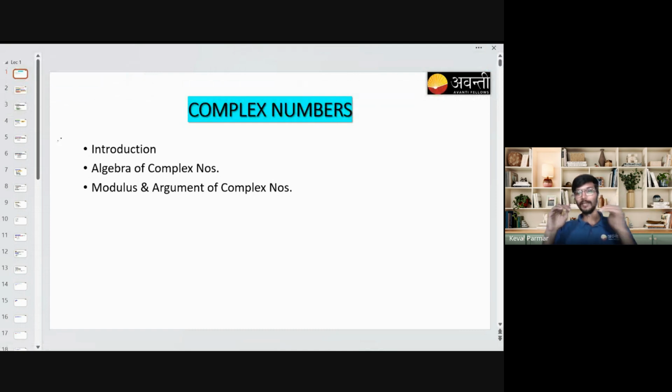As you can see, today our aim is to discuss the following topics: introduction, algebra of complex numbers, modulus and argument, and do some questions. So I hope to cover all this, but let's see how much we can do. We can do more than this or less than this. Okay, so without further ado, let's get started, guys.